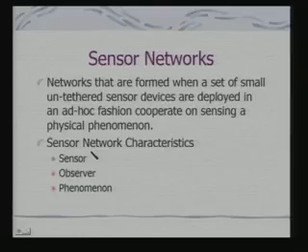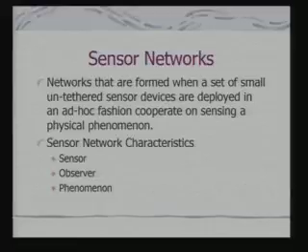So just to recapitulate, sensor networks are networks that are formed when a set of small untethered sensor devices are deployed in an ad hoc fashion and they cooperate on sensing a physical phenomena. Okay? That physical phenomena may be a natural phenomena, may be a man-made phenomena. And obviously a sensor network's characteristics are sensor, observer, and the phenomena which is being monitored.